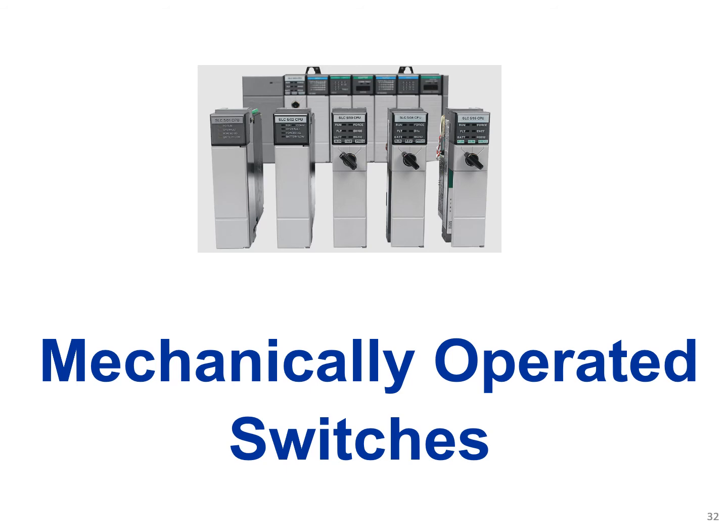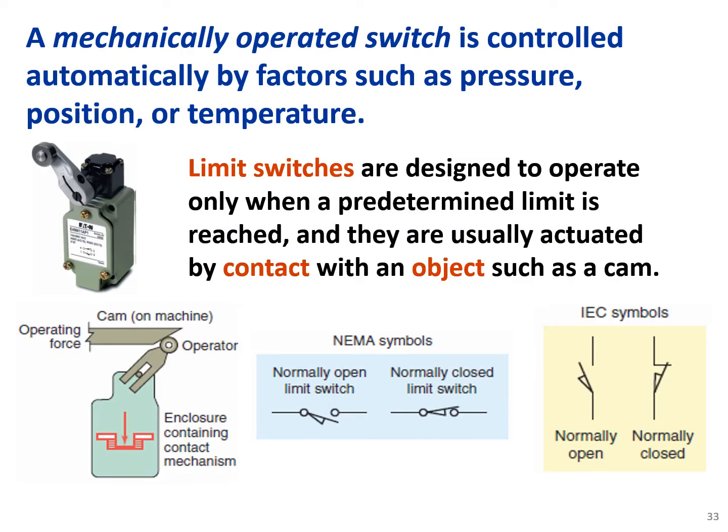Mechanically operated switches. A mechanically operated switch is controlled automatically by factors such as pressure, position, or temperature. So what is the difference? The trigger here is mechanical but not manual, so don't get confused between these two. Mechanical means, for example, a moving object or a temperature or a pressure. But when we say manual, it means that the operator himself or herself closes or opens that switch.